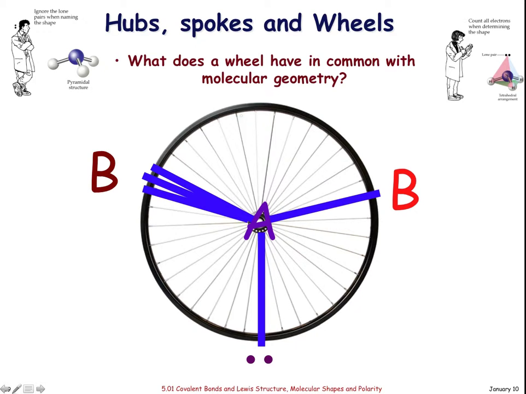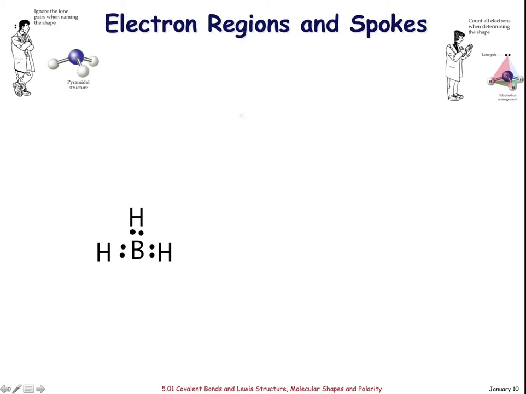So in order to determine the molecular geometry of a chemical, you have to count the spokes around the central atom, or the regions of electron density around the central atom. So let's take a look at some examples. Think of BH3. How many spokes are coming out of boron? If you say 3, you're correct. There's 3 regions of electron density in BH3. 1, 2, 3.